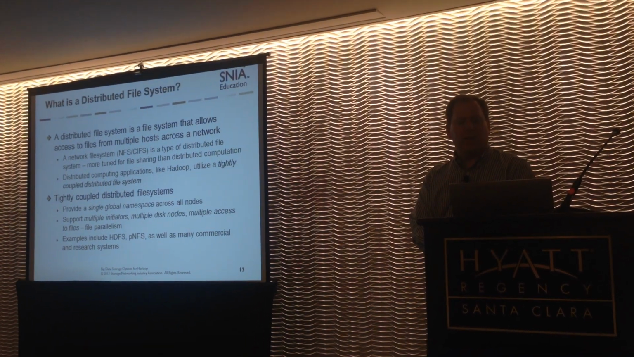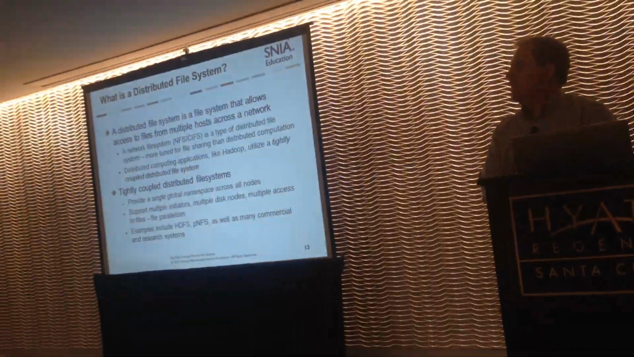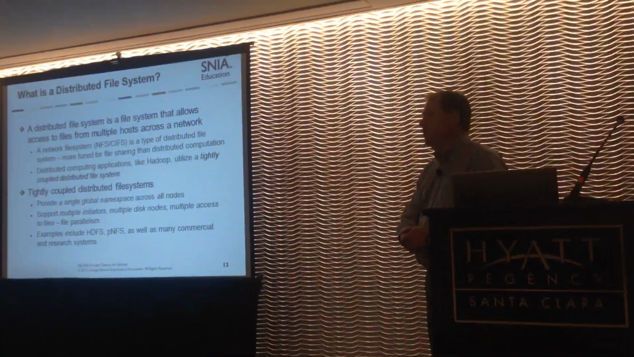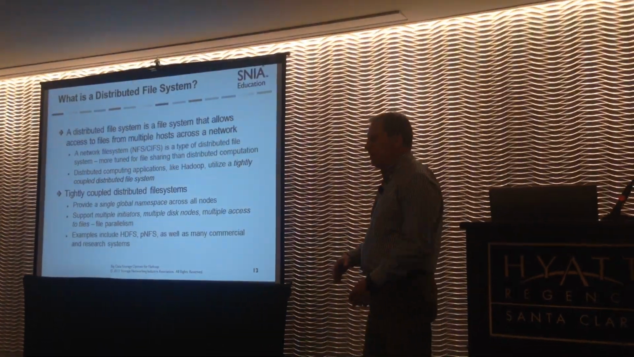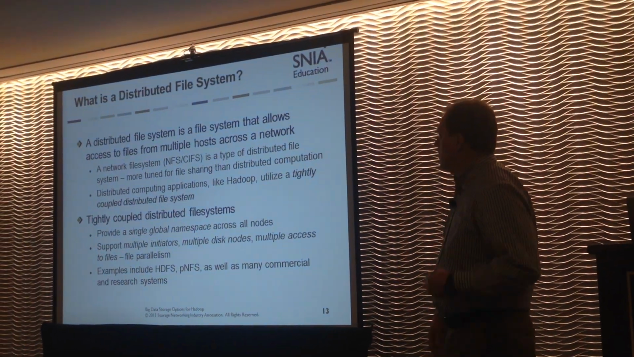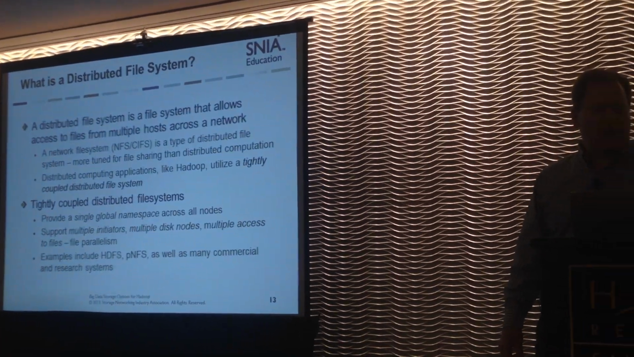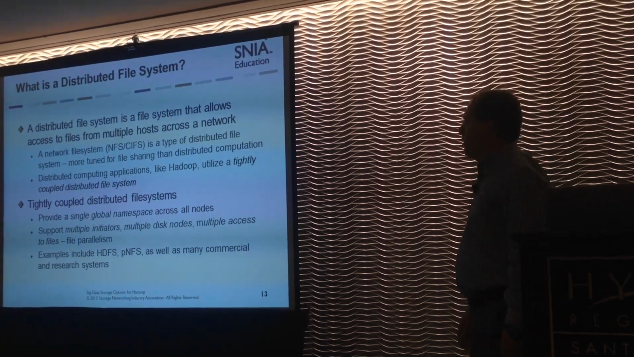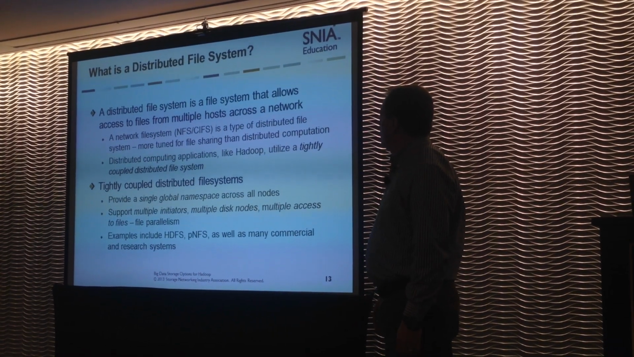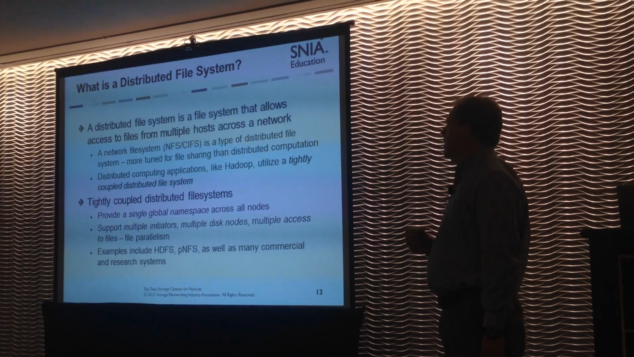A distributed file system is really a way for a system to be able to access data that's in multiple hosts, so it's spread across machines and computers across a network. A very simple example of a network distributed file system is NFS or CIFS or SMB or whatever you want to call it. But that's more tuned for sharing files than it is for distributed computation.